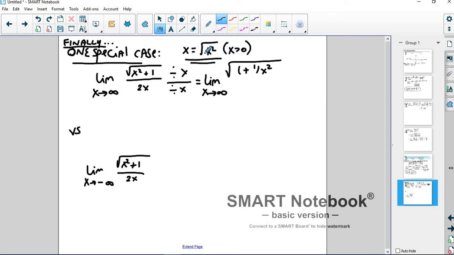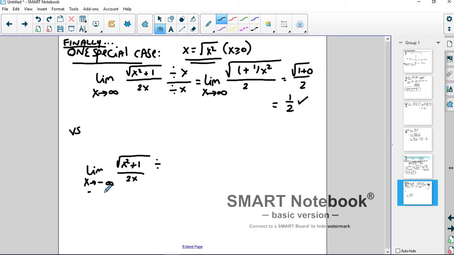This is only true for x positive, or x greater than or equal to 0. That's why I'm making sure you see that. Square root of 1 plus 1 over x squared. Here we get 2 because I divided by x. And so I get the square root of 1 plus 0 all over 2, which is 1 over 2. Simple enough, right? Well, what if we do that down here?